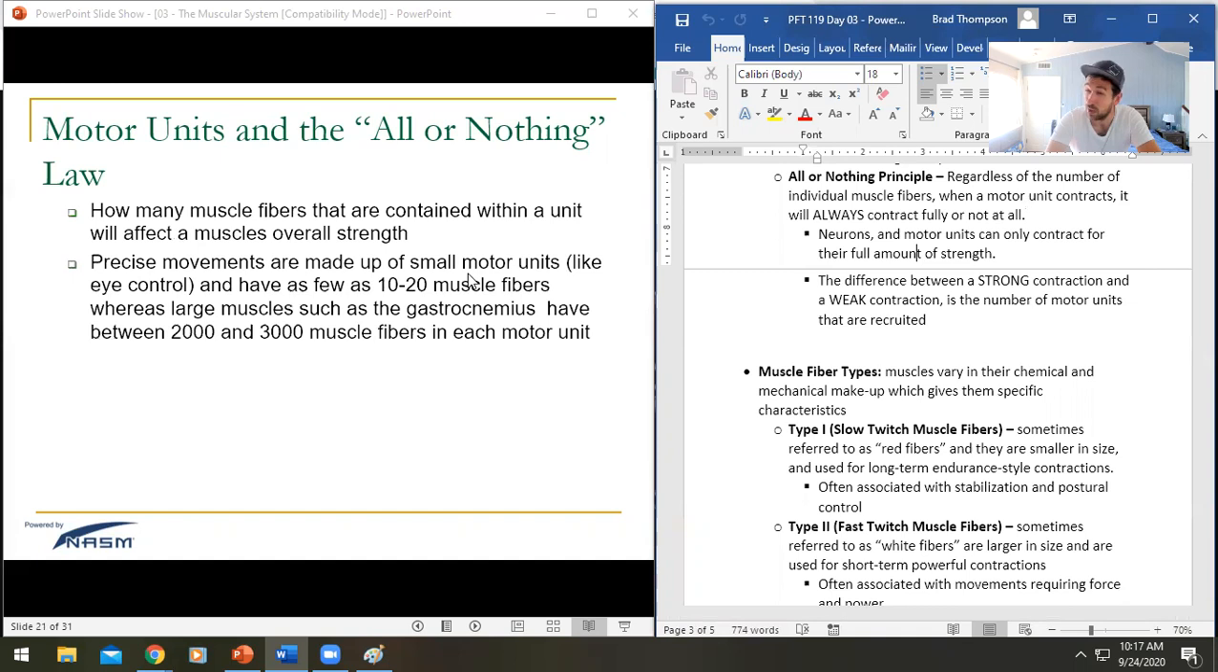Precise movements are made of small motor units, like 10 to 20 fibers, right? So like the muscles in your eyes. I'm not doing curls with my eyes. So you've got about 10 to 20 muscle fibers that control your eye moving around. But if you look at a large muscle, like your calf, it's got 2,000 to 3,000 motor units. And you've got like 8,000 to 10,000 in your glutes. That's why it's the money maker. Biggest muscle in the body.